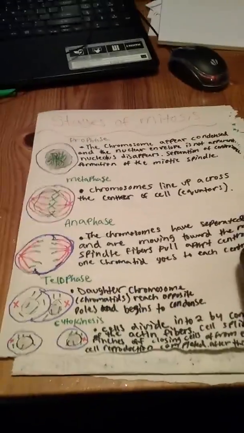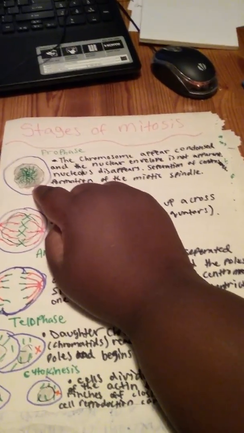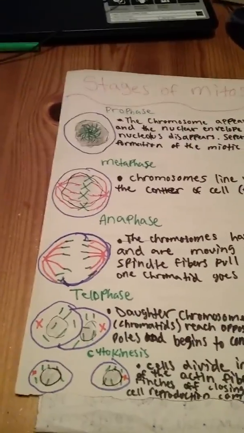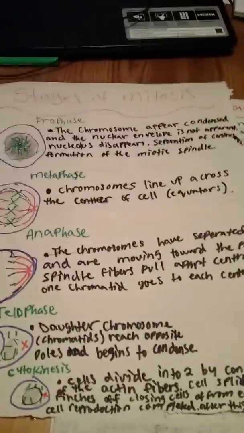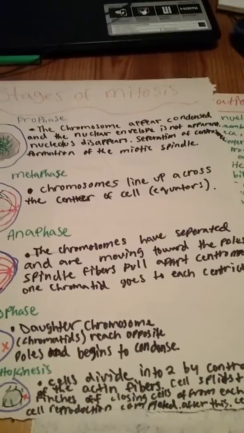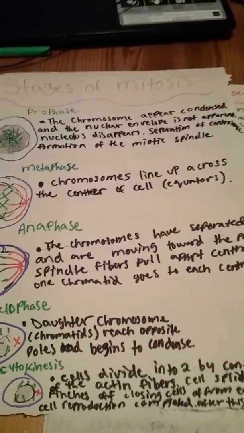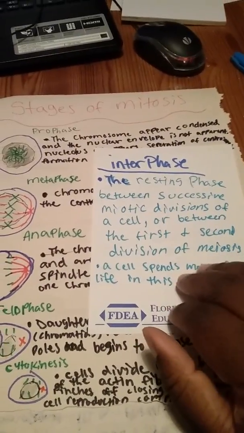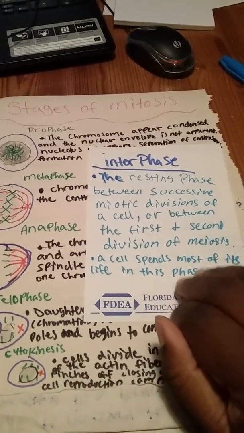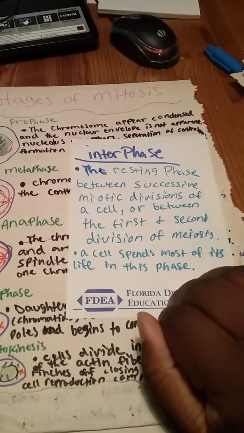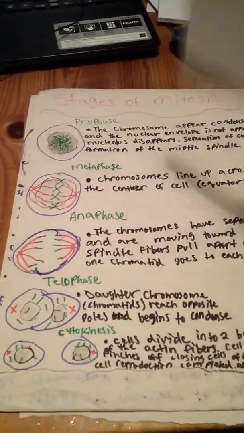Okay, next. Stages of mitosis. The first stage of mitosis is prophase. Well, actually, where's my interphase? So all together, this has to do with interphase, which you already know, the resting phase between successive meiotic divisions of a cell, or between the first and second division of meiosis, and the cell spends most of its life in this phase.